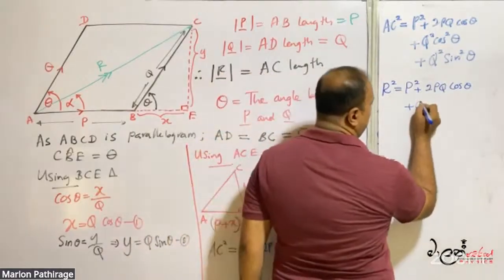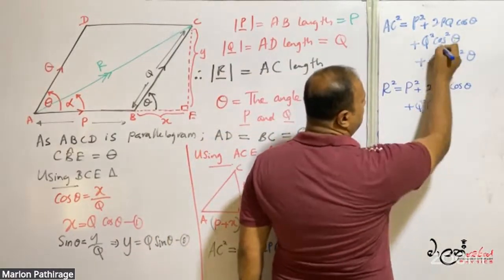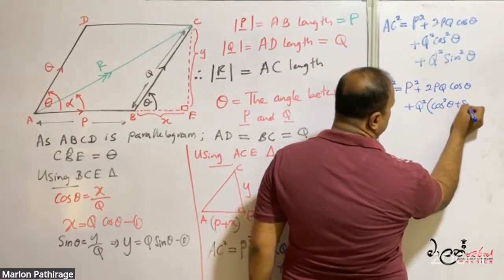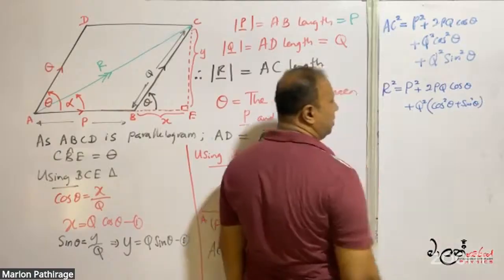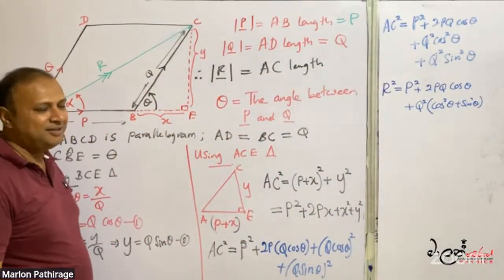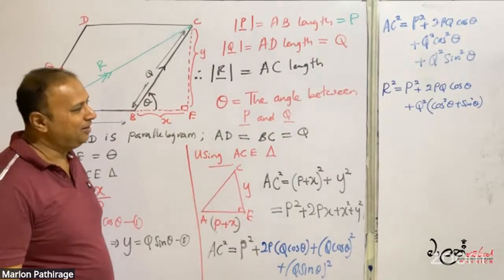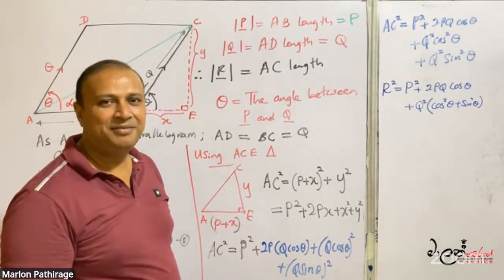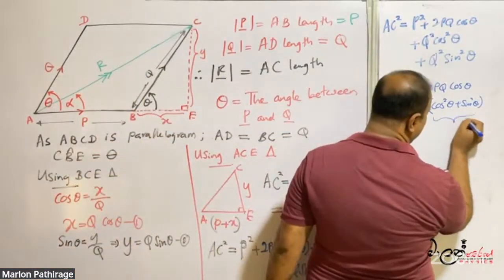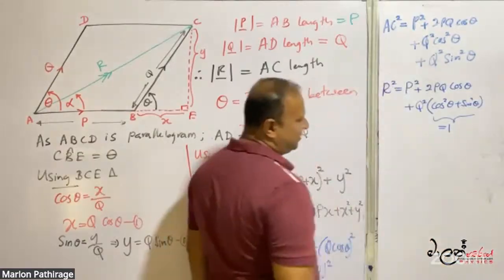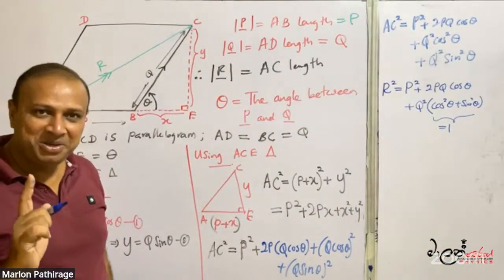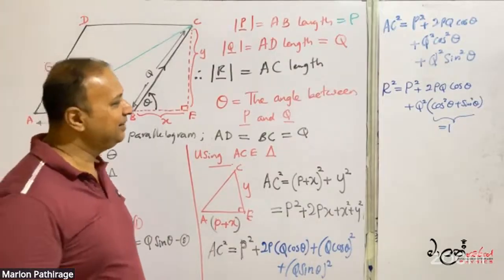Therefore, q squared, if you take it out, is multiplied by cos squared theta plus sin squared theta. You know in trigonometry, cos squared theta plus sin squared theta is equal to 1, according to trigonometry. Okay.